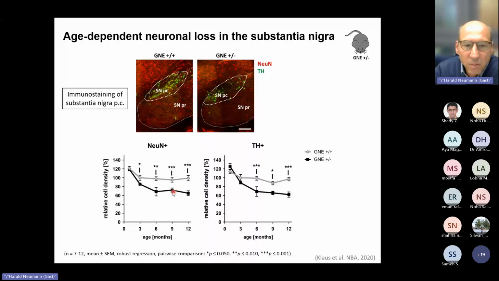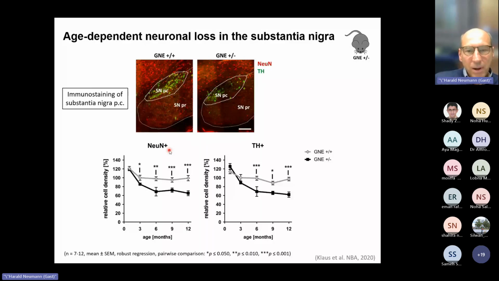So at 6 months, we have a dramatic loss, or a significant loss, of the TH-positive neurons in the substantia nigra. And we also stained it for TH and quantified it for NeuN. So there was a premature loss of neurons, a neurodegeneration triggered by this reduced sialic acid in these mice.